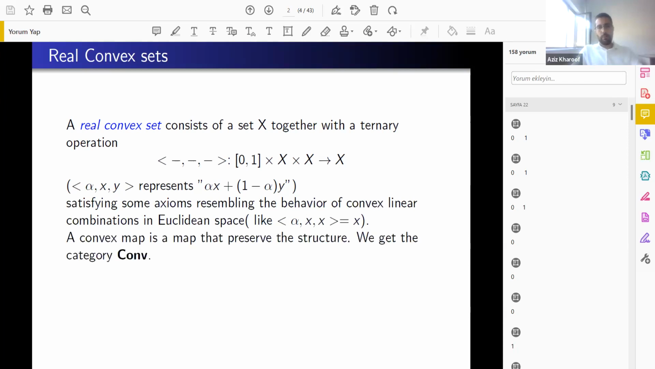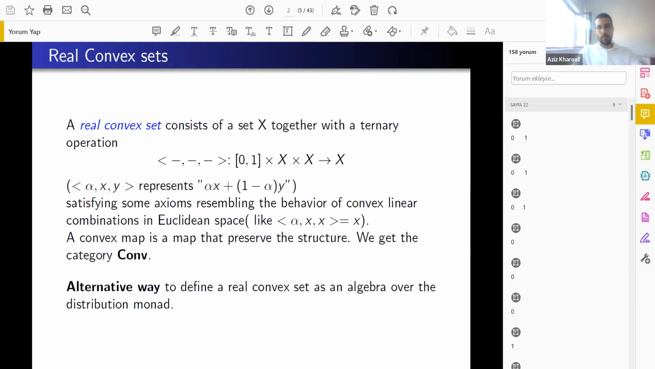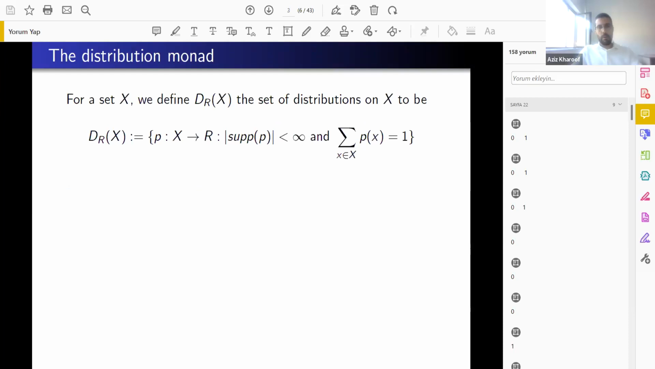Of course, morphisms between convex sets, like convex maps, are maps of sets that preserve the structure that comes from this operation. And then we get a category of real convex sets, this is the notation I use. But actually, we can define real convex sets using the language of monads. So there is an alternative way. Let me show this alternative way, as algebras over the distribution monad.